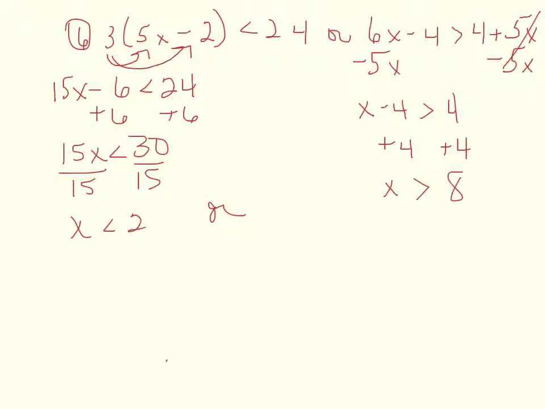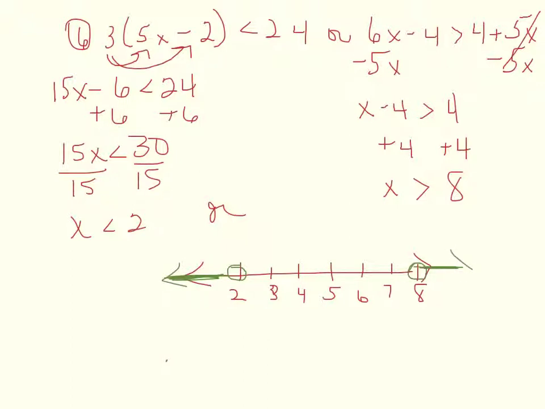So this is an OR problem, and OR problems are graphed by the union of their graphs. I'm just supposed to put the graphs of each one on the same line. So I'm going to start with 2, 3, 4, 5, 6, 7, 8. Okay, I'm going to go to 2, circle it. It's an open circle, and then it's going to be pointing to the left. X is greater than 8 is an open circle, and it's going to be pointing to the right. So that's number 6.